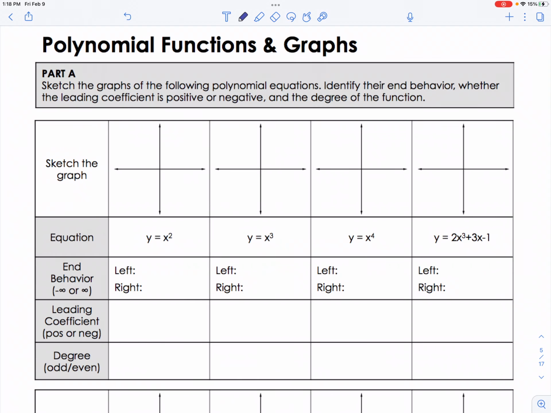Today's lesson is on polynomial functions and graphs. So what we're going to do first is sketch the graphs of the following polynomial equations. We're going to identify their end behavior. This is a new word for you. Whether the leading coefficient is positive or negative, and the degree of the function. And I'm going to show you how to find all of those based on the equations.